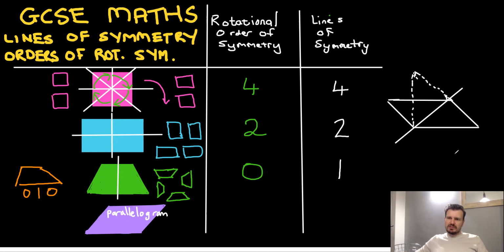See, it's kind of like that if you fold it along that line. Yeah, that doesn't really work. So we've got a zero. We've got a zero on the lines of symmetry. Let's try and rotate it and see.